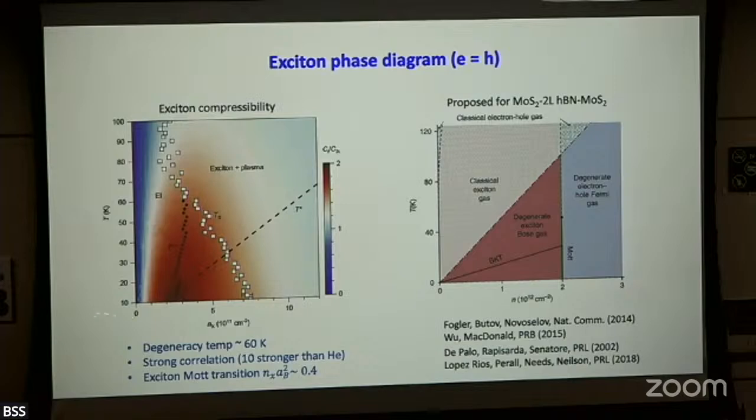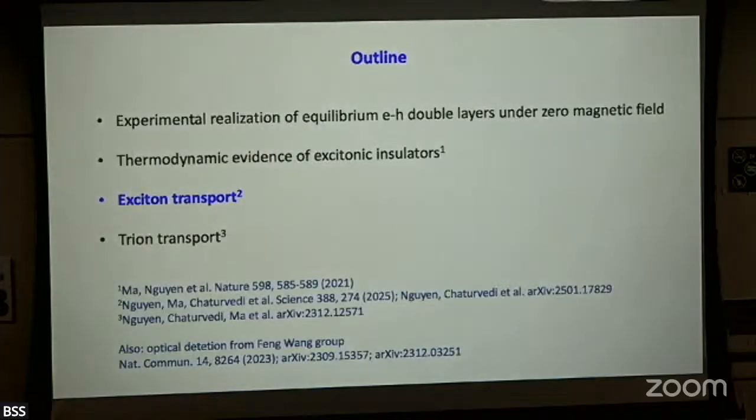And this measurement, of course, cannot tell you too much because it's still at 10 Kelvin. At the time we still struggled with the contacts, and 10 Kelvin was the lowest that we could measure. So I'll show you lower temperature measurements. Okay, so I hope I convinced you that from the thermodynamic measurements, we already realized this excitonic insulating phase. So now I want to talk a little bit about transport.